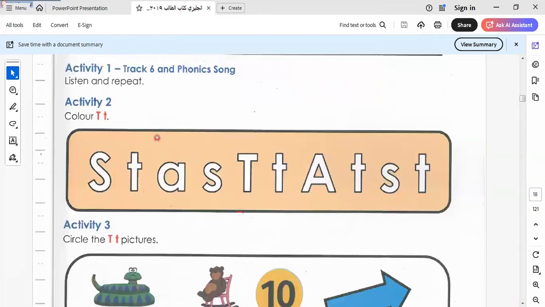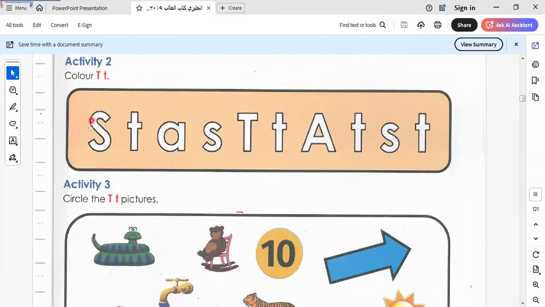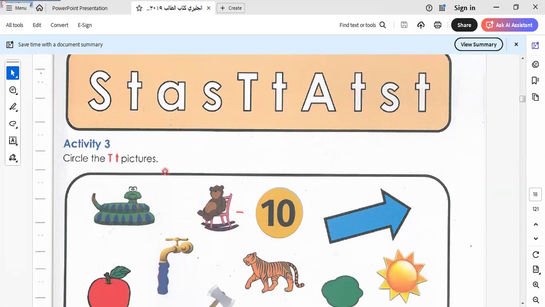Here we have an exercise about coloring the letter T, capital and small. Which one here is T? This one. Where is T also? This one. This one. This one. So how many T's do we have here? 1, 2, 3, 4, 5. We have 5 letter T in this row.